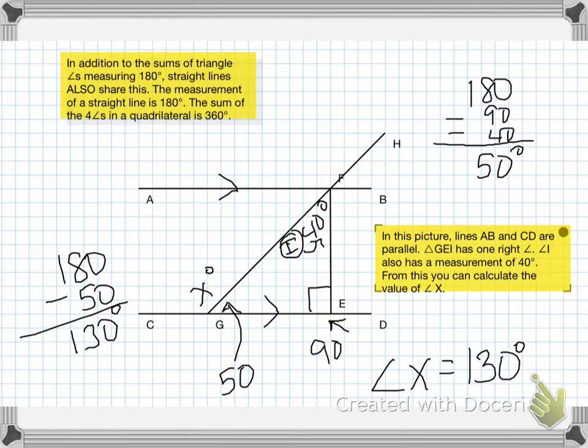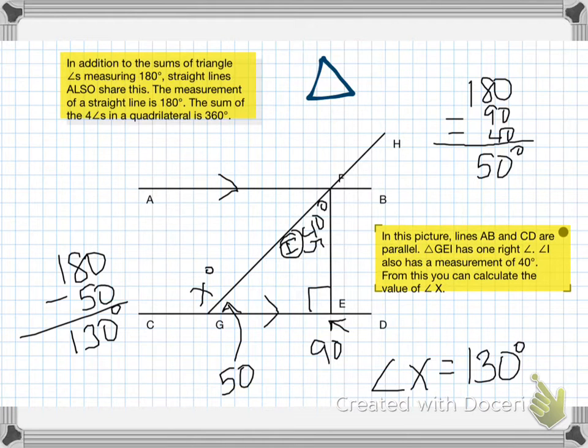Here's another example. In addition to the sums of triangle angles measuring 180, straight lines also share this. The measurement of a straight line is worth 180 degrees. So a triangle and a straight line both equal 180 degrees. Now, why is that? Well, if you have a triangle here, and if you lay out all of those, it equals out to be 180. That's why.